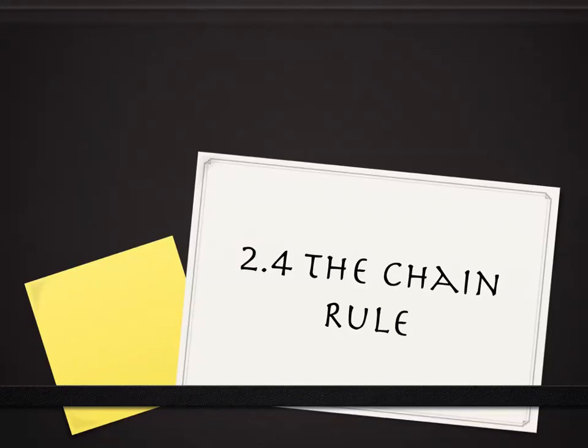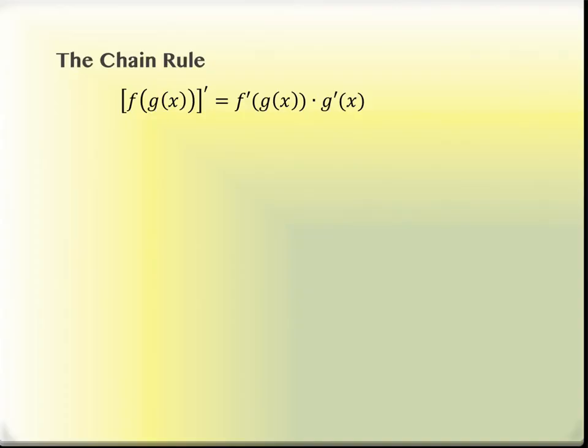All right, so we started section 2.4, the chain rule, last time, and the chain rule looks like this. The derivative of a composite function, which means a function that's embedded inside of another one, is the derivative of the outside with the inside rewritten exactly like it is. And then we multiply that by the derivative of the inside function.